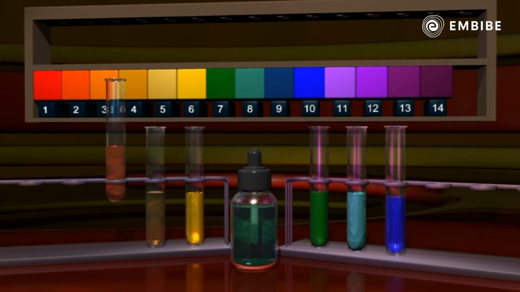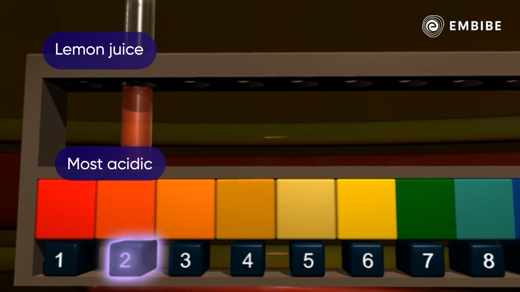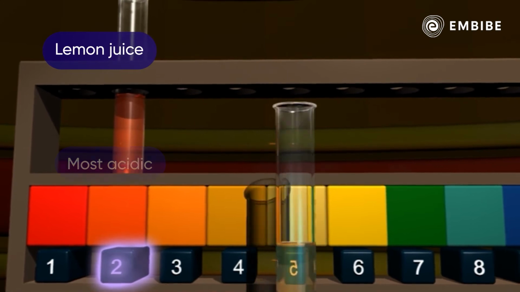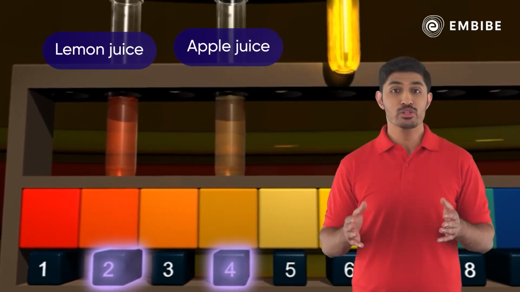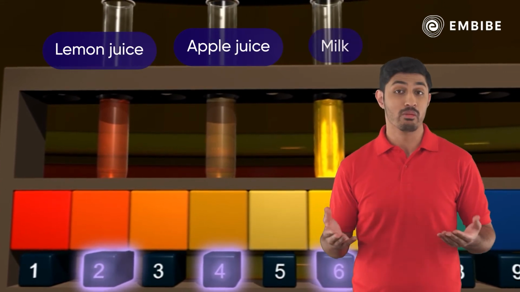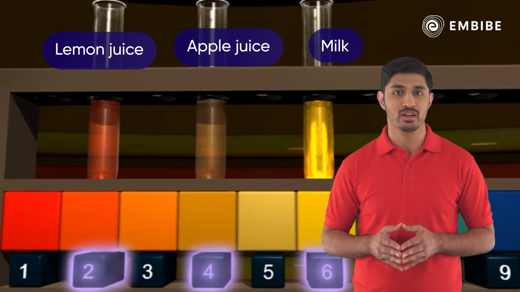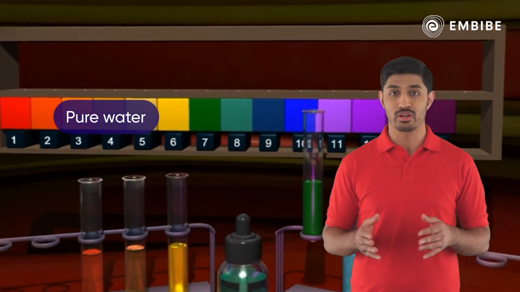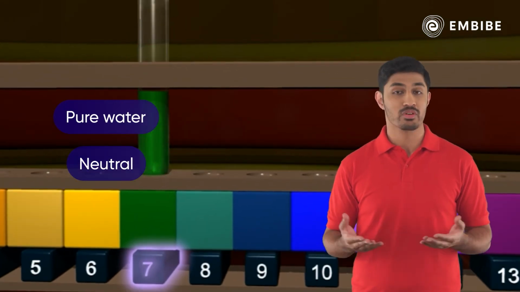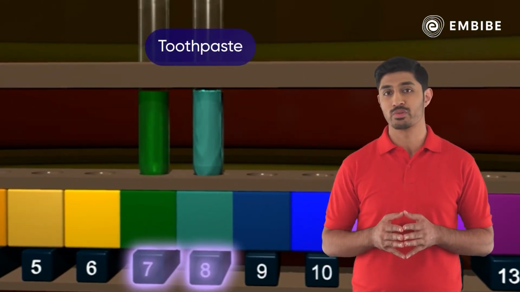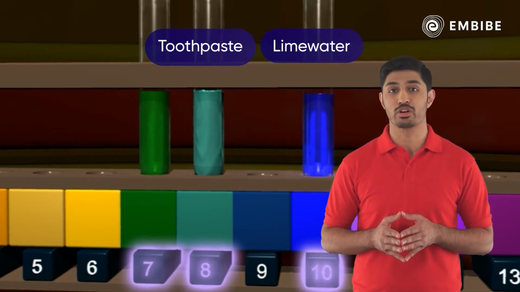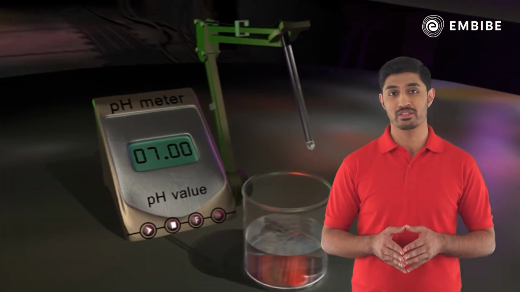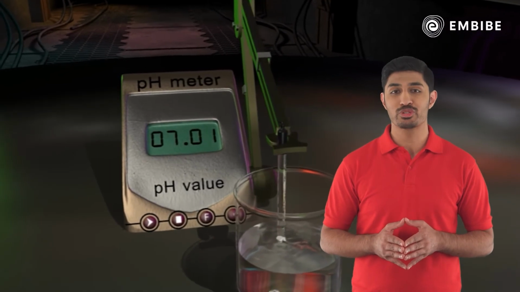You will notice that lemon juice has a pH of about 2, which makes it the most acidic of all these substances. Apple juice has a pH of around 4, while milk showed a pH of 6.5. All these substances are acidic in nature. Pure water is neutral with a pH close to 7, whereas toothpaste having a pH of around 8 and lime water with a pH of 10 are basic in nature. For more accurate measurements of acidity or basicity, an instrument called a pH meter is used.